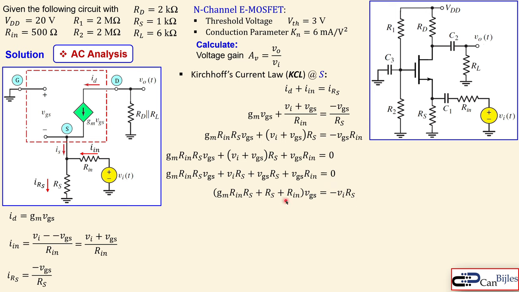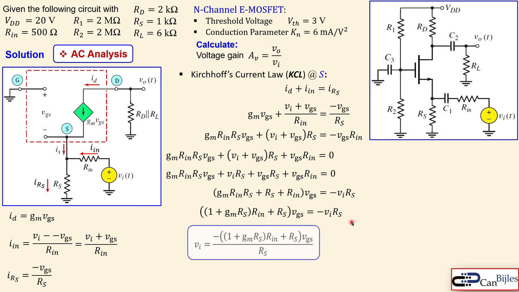We can also group here together gm times the RS, and then we are in gm, and we only have the RS as the separate term here. And you have this expression. Now we can separately express the VI in this format. This is now the expression for the VI, and we call this equation number one.